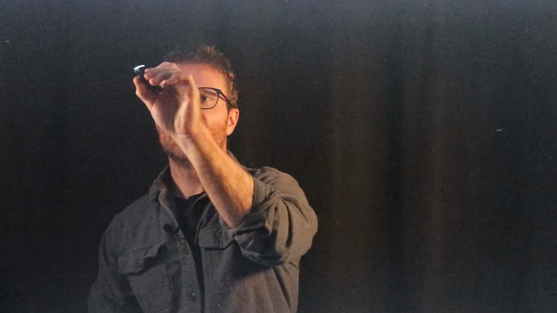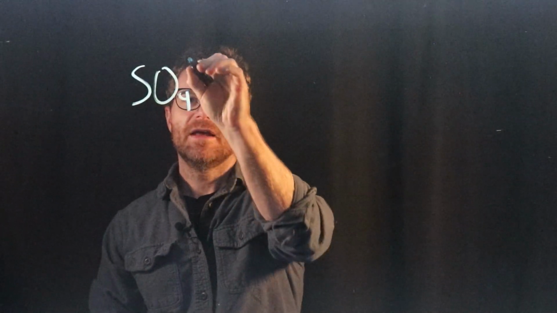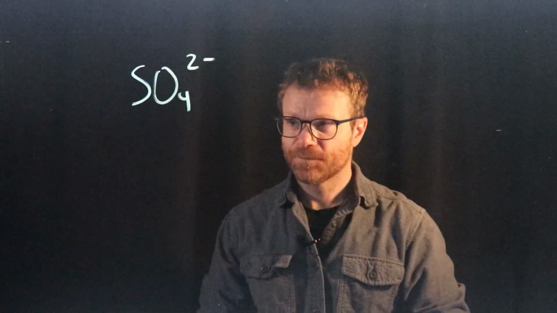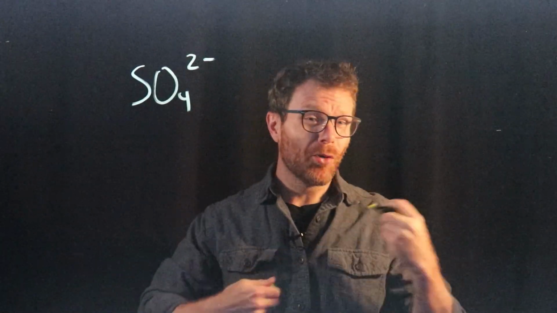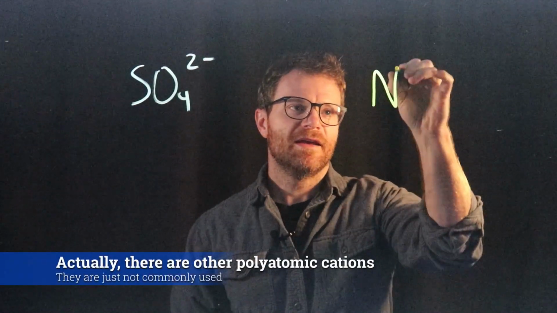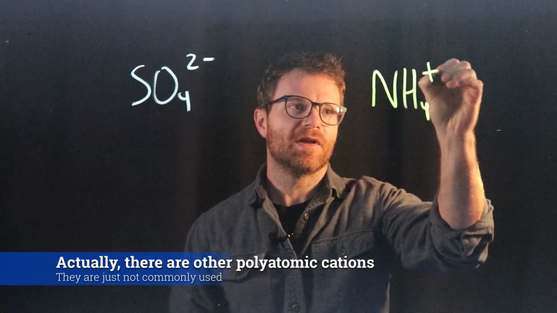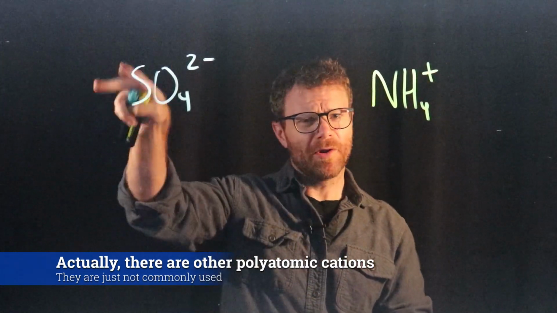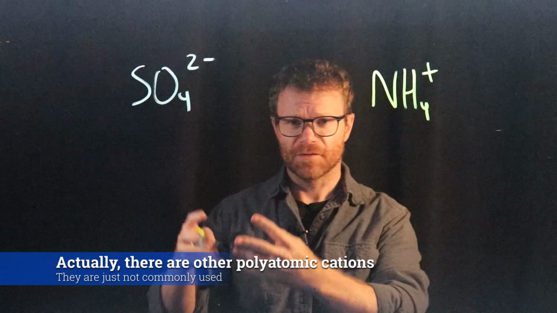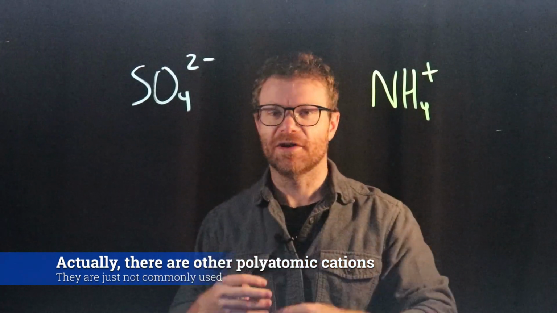Okay, what if I want to bond a sulfate ion and an ammonium ion together? Well, again, these are ones that I ask my students to memorize. They would have to remember that a sulfate ion is SO4 and it has a -2 charge. And an ammonium ion is the only polyatomic cation. It's NH4 with a +1 charge. All of the other polyatomic ions are anions like sulfate, phosphate, carbonate, nitrate, etc.